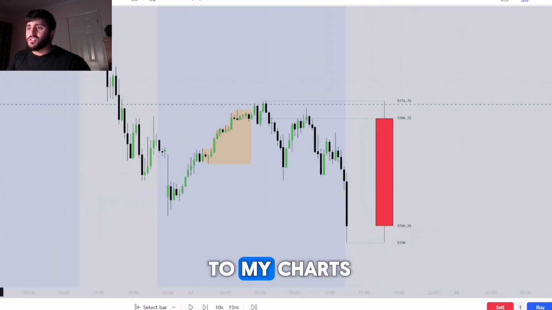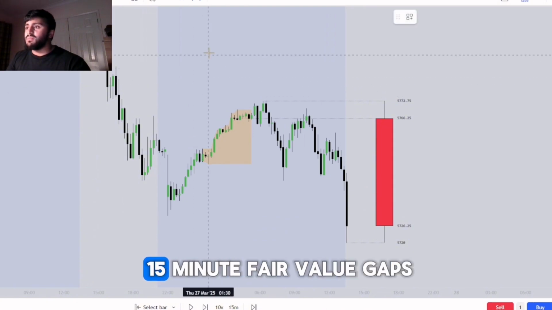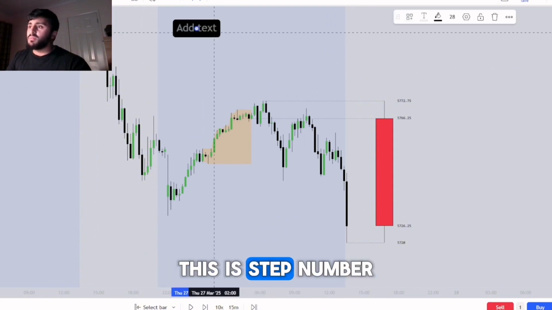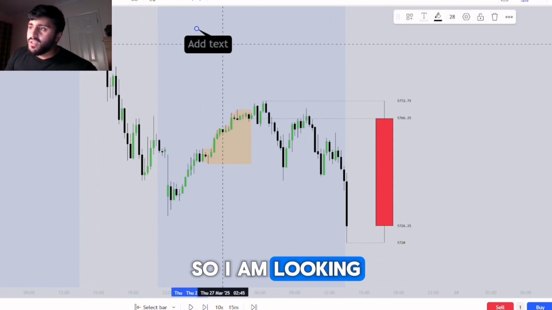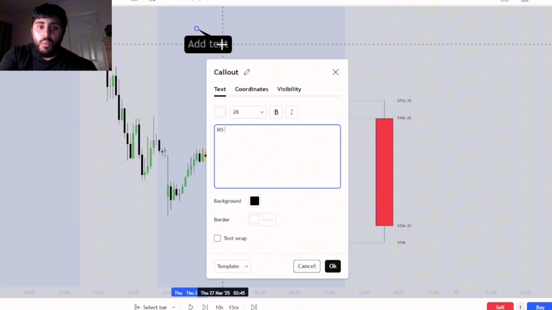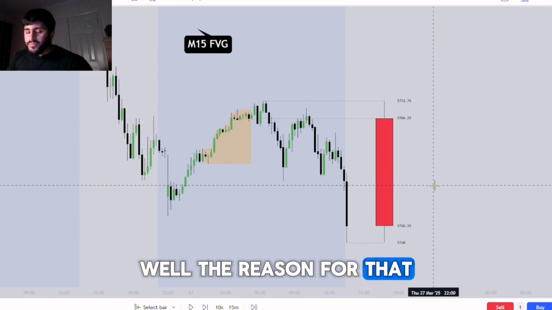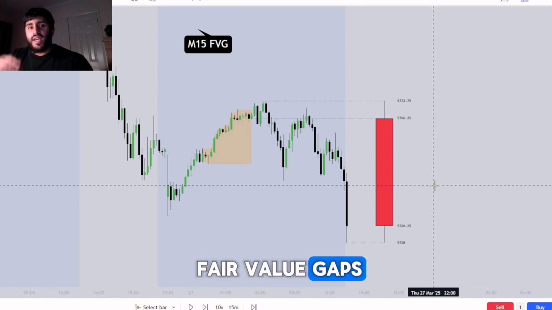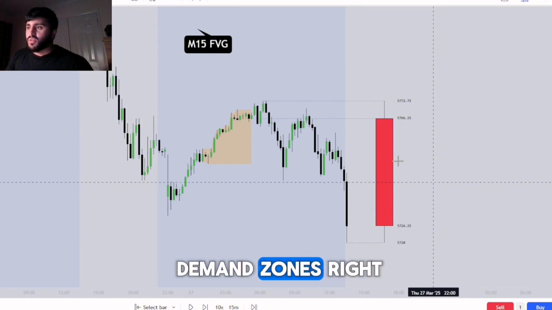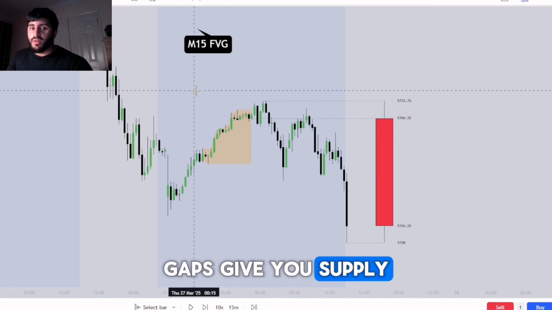So when I come to my charts, I am looking for 15-minute fair value gaps. This is step number one to my entry model, right? So I am looking for 15-minute fair value gaps. Why are 15-minute fair value gaps so important? Well, the reason for that is because 15-minute fair value gaps give you supply and demand zones, right?